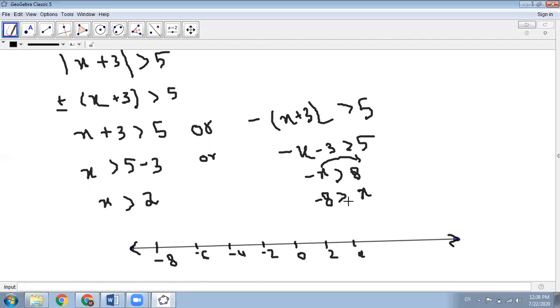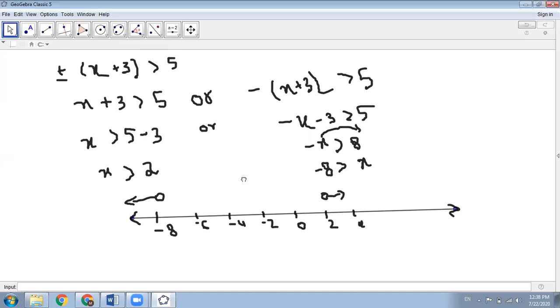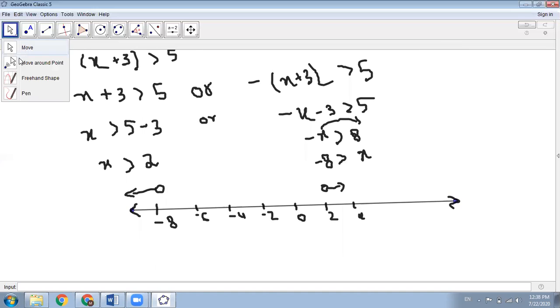So in the solution set, x should be smaller than minus 8. So we draw this one, and then move the arrow to this side, and x is greater than 2, so x greater than 2 to this side. So there should be no defined range between these two. The arrow is in the opposite direction. That's representing case 2.